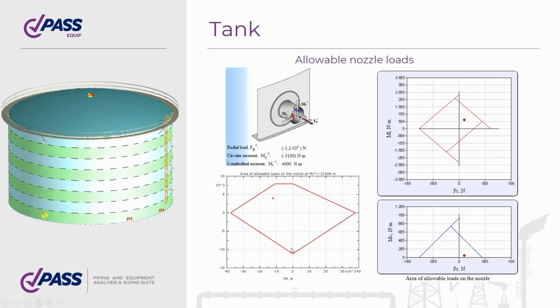Allowable nozzle loads. The API 650 method is used to calculate the strength of the tank nozzles. If the conditions of API 650 method usage don't allow this, then it's possible to calculate the strength using the PassNozzle FEM program.